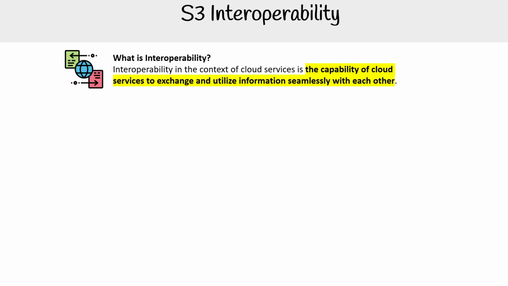Let us talk about S3 interoperability. And the term interoperability, if you've never heard it before in the context of cloud services, is the capability of cloud services to exchange and utilize information seamlessly with each other. So the idea with interoperability is that it's very easy. There's no intermediate application integration service that does it.